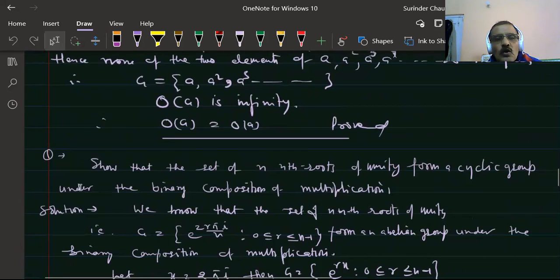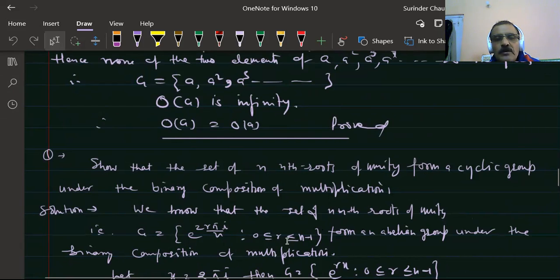Next, we'll show an example. We have repeated this example many times. You must calculate the roots of unity. It was very clear about the unity. Show that the set of n-th roots of unity forms a cyclic group under the binary composition of multiplication.